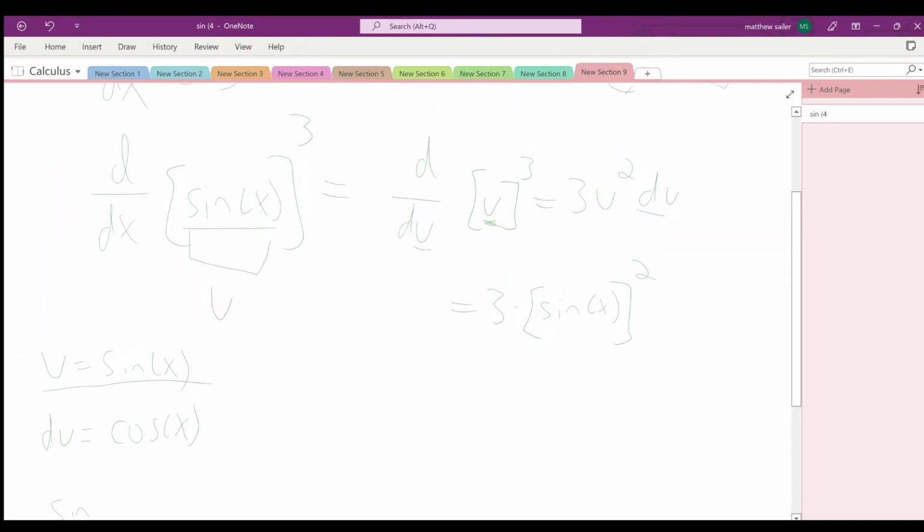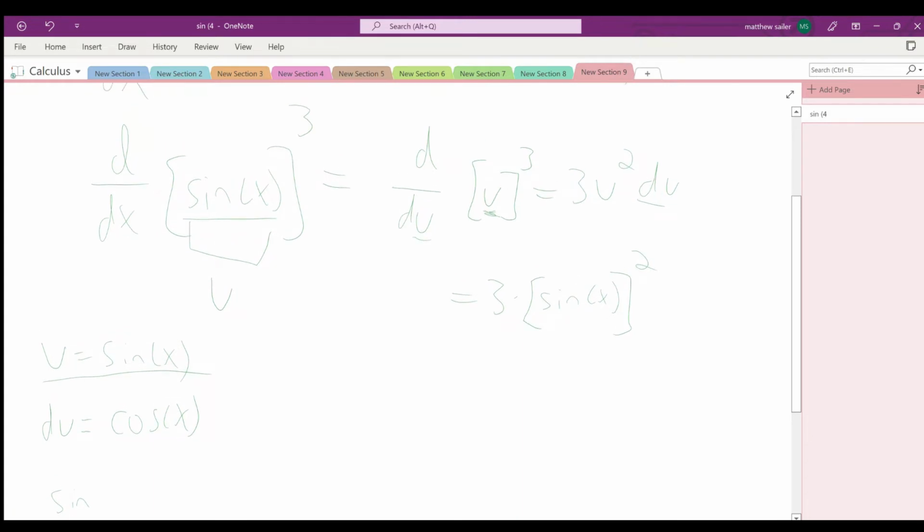So following this cycle, taking the derivative of u, we get du equals cosine of x. And so now we have to add this last piece, du. So this is times cosine of x. And so our final answer is 3 sine squared of x cosine of x.